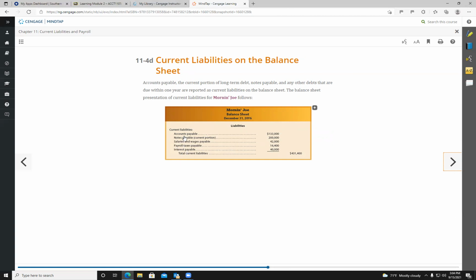So of course we have our accounts payable. Then if we have a notes payable, we have the current portion, which is the portion that's going to be paid within the next year. Here's our salary and our wages payable. Okay. And this is our payroll taxes payable. So all those that we talked about, this is what it would look like on the balance sheet. And these will all be listed as current liabilities.